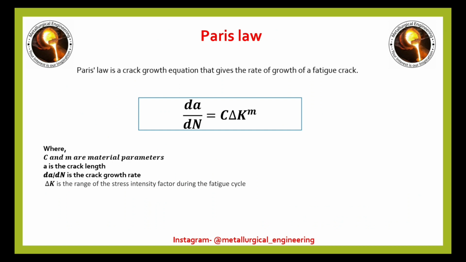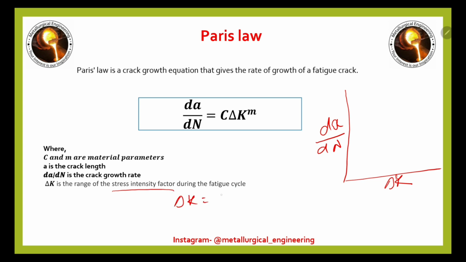Now we define the Paris law, which is used to quantify the rate of crack propagation. Usually we plot a curve of dA upon dN versus delta K, where dA upon dN is the crack growth rate and delta K is the stress intensity factor, which is defined as delta K equals sigma max minus sigma min. The Paris equation is defined as dA by dN equals C delta K to the power m, where C and m are material parameters.